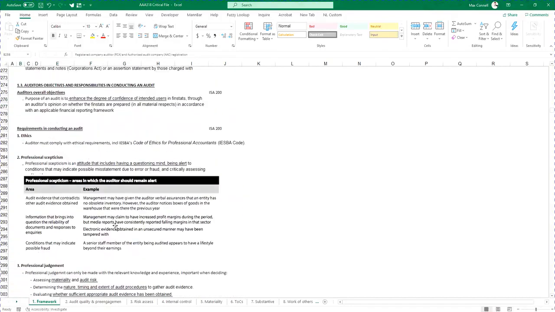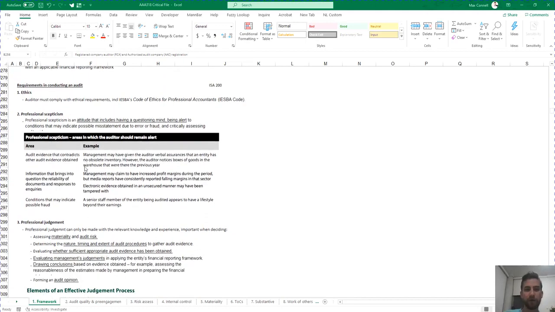Okay. What are the auditor's objectives and responsibilities in conducting an audit? So the auditor's overall objectives: the purpose of an audit is to enhance the degree of confidence of intended users in FinStats through an auditor's opinion on whether the FinStats are prepared in all material aspects in accordance with an applicable financial reporting framework. Okay.